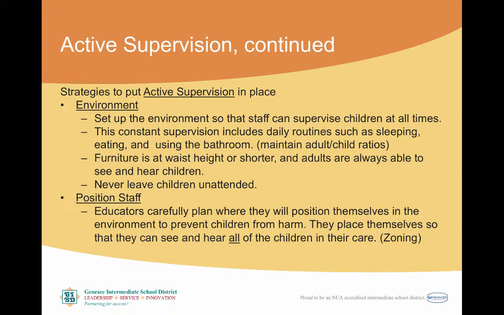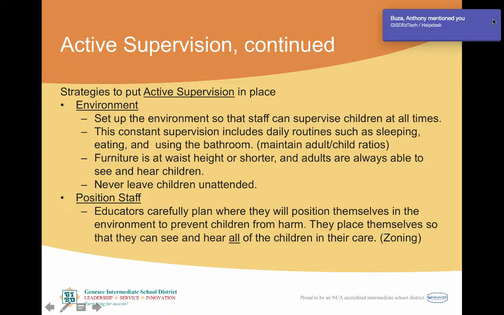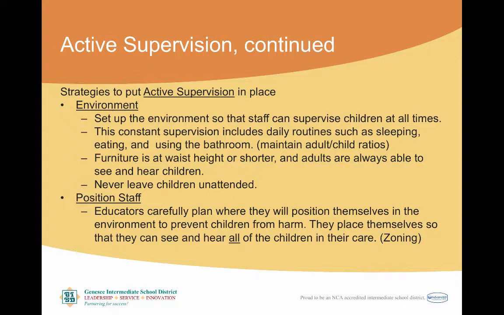In order to make active supervision successful, teachers must take into consideration the classroom environment and positioning of the staff, as well as the communication between staff that takes place. When thinking about the environment, make sure the classroom furniture and materials allow for the teachers to be able to view every part of the classroom and see and hear children at all times. Have no hidden spots, place high furniture against the wall, or eliminate it altogether. Be sure that the environment allows teachers to always maintain the correct adult-child ratio and never leave children unattended.